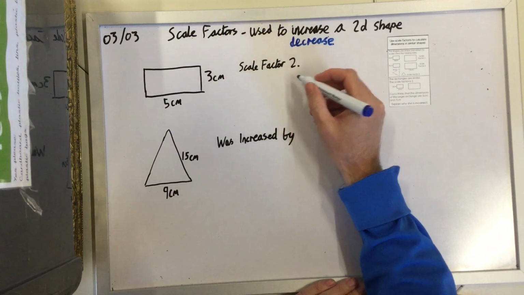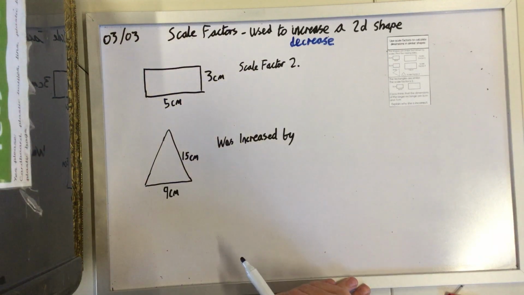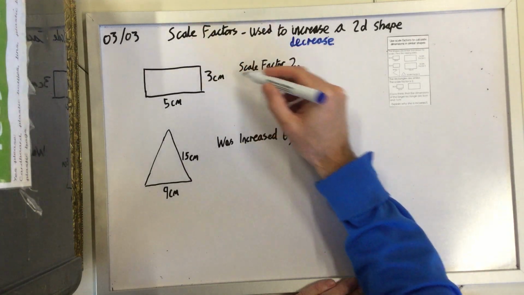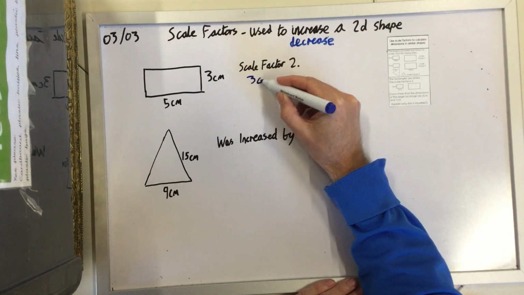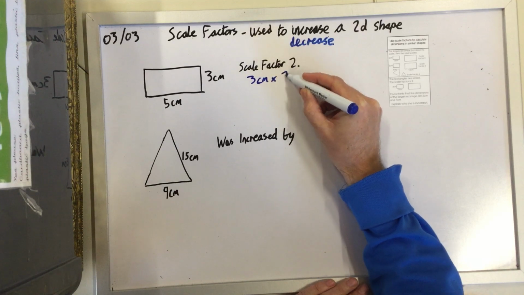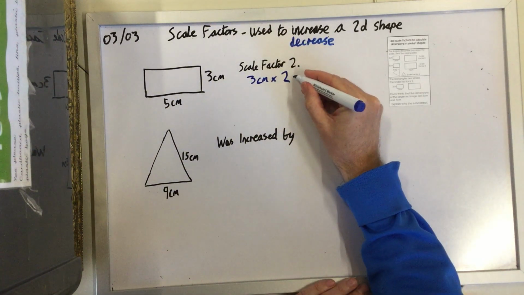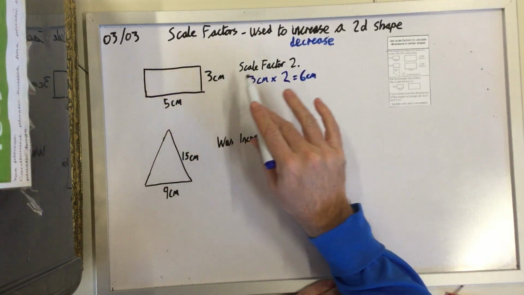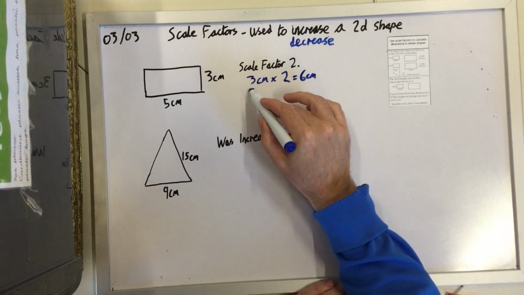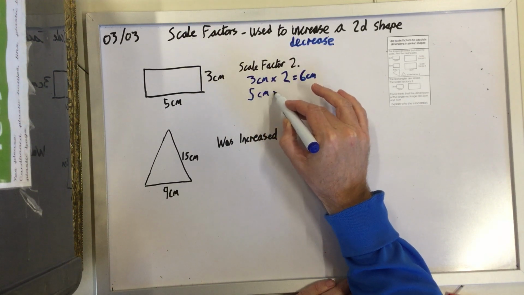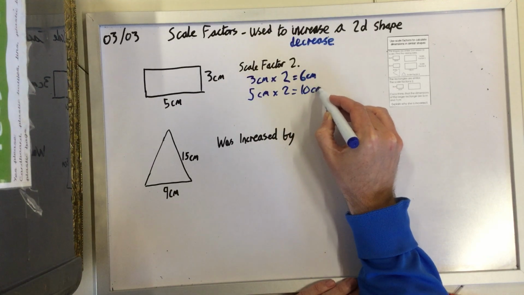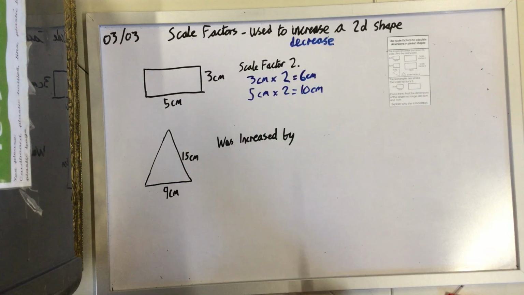Because if it's 2 times the size, you're going to multiply the size by 2 to work it out. We're going to do the vertical first. 3 centimeters times 2 equals 6. And then this side, 5 centimeters increased by a scale factor of 2, so 5 centimeters times 2 equals 10 centimeters.